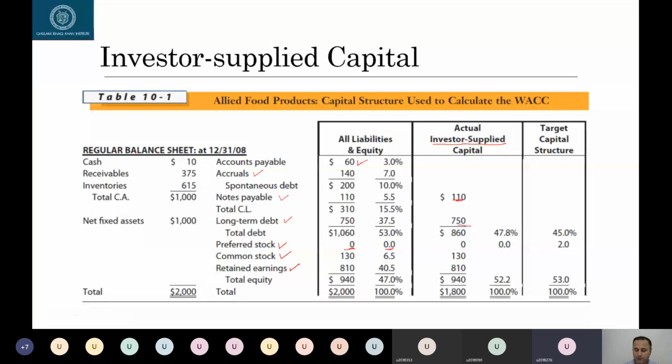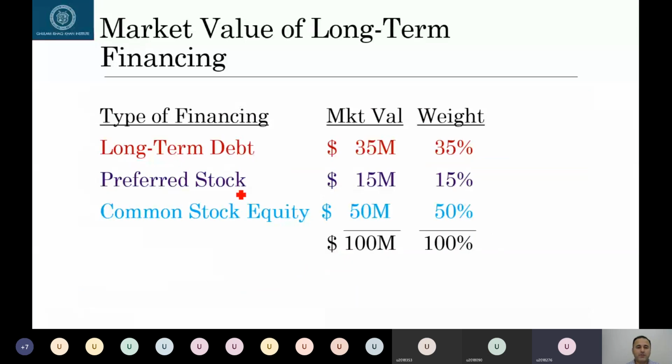For example, I showed you this in my last lecture as well. A company is carrying $35 billion in long-term debt, $15 million in preferred stock, and then common stock equity is 50. So in total, the long-term financing, or what I can call the investor supplied capital for this particular company, is $100 million. If you convert it into weightage, which means percentages, of course, very easy to calculate. 35 divided by 100 is 35%.